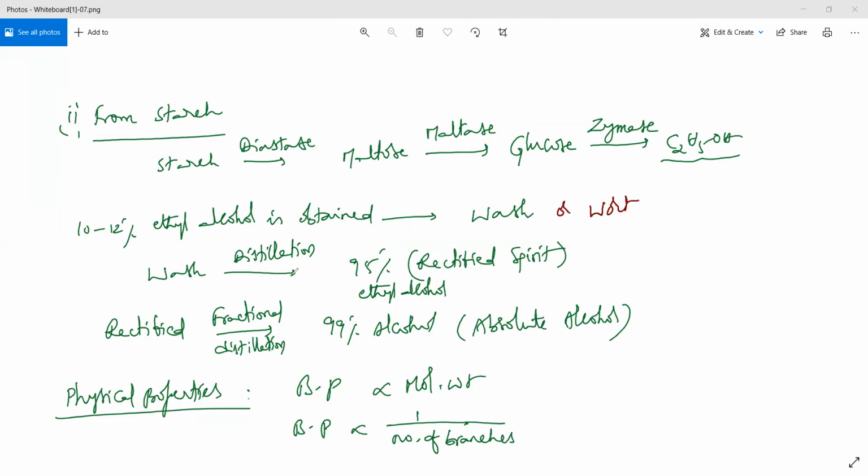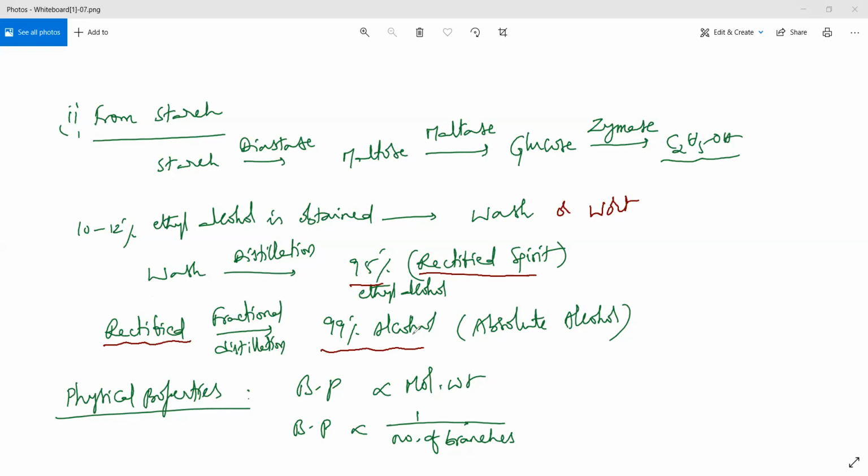And what is rectified spirit? Rectified spirit is obtained by distillation of wash. Then you'll get 95% pure alcohol. Then again, rectified spirit on fractional distillation gives 99% alcohol. That is what we call absolute alcohol.